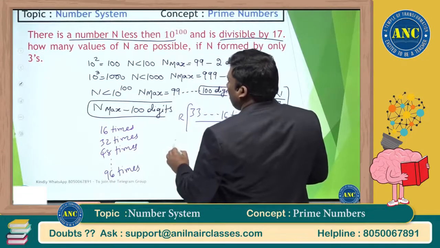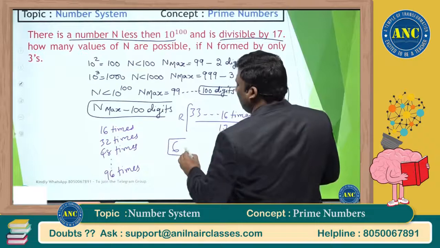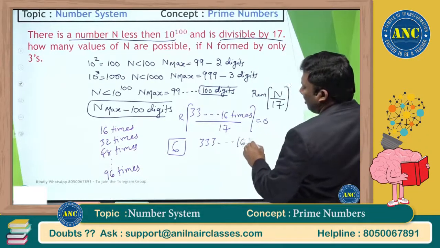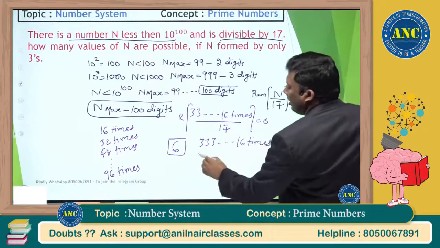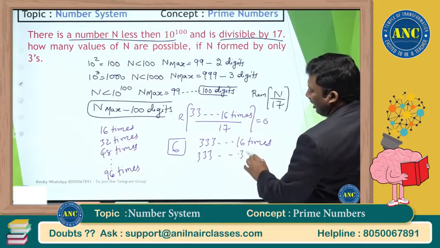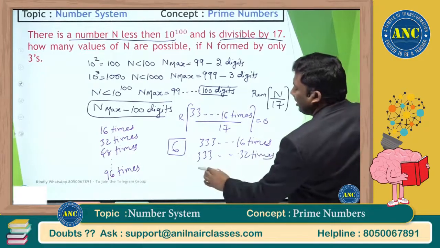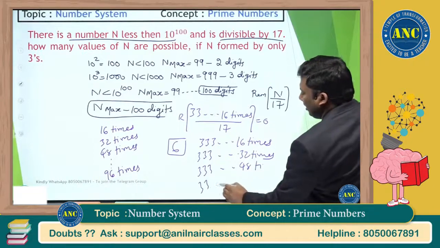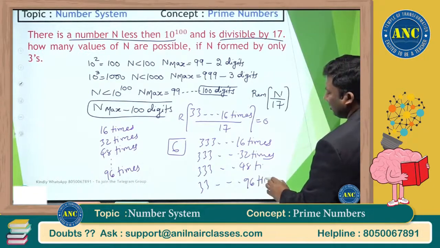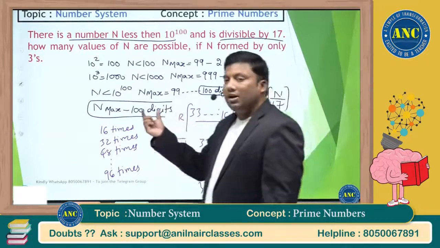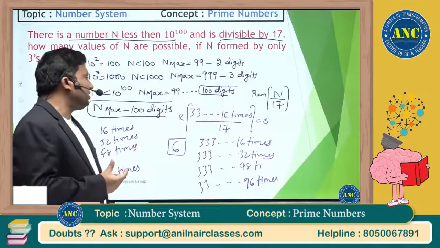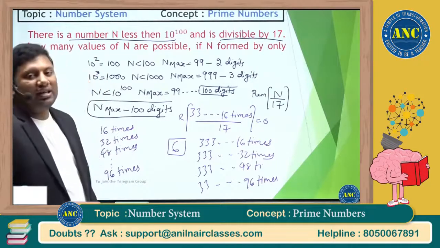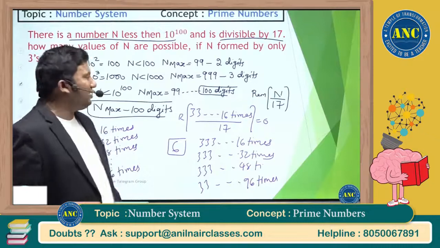So the answer is, how many values of n are possible? 6 values are possible. What are those values? 3 is written 16 times. The next value, 3 is written 32 times. Next value, 3 is written 48 times, and so on up to 3 is written 96 times. The maximum number of digits n can carry is 100 digits. If I take the next multiple of 16 beyond 96, that is 112, I will have 102 digits.